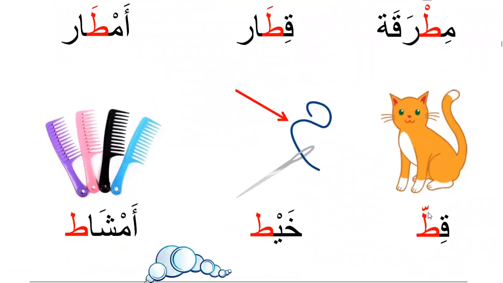Kit. Cat. Kite. String. Good. Amshat. A comb. Combs.